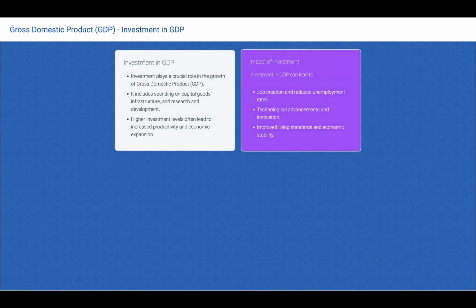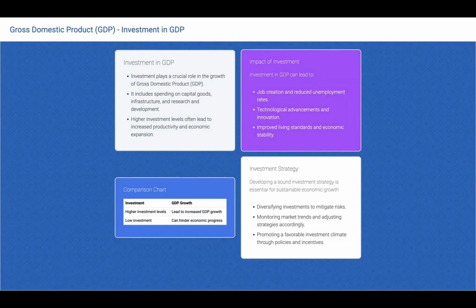Investment in GDP is a key driver of economic growth, encompassing various forms of spending that contribute to the overall output of a country. It is essential for creating jobs, fostering innovation, and improving living standards. A strategic approach to investment can lead to sustainable development and prosperity.